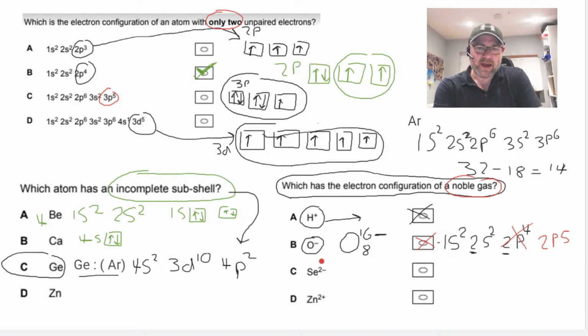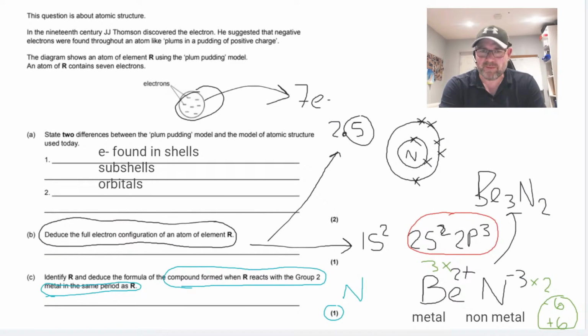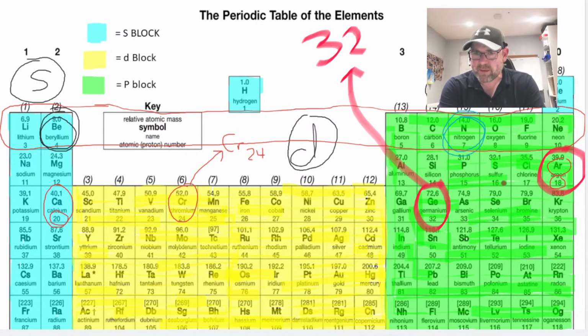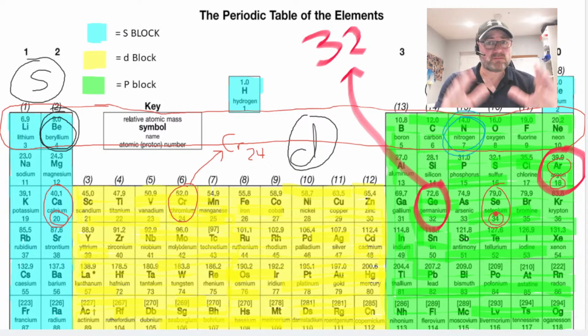So we come down. Selenium. I'm cheating here because I can't be bothered to write the whole thing out. If we look at selenium, it's got 34 electrons. They've asked us, what's the electronic configuration of a selenium 2 minus ion?